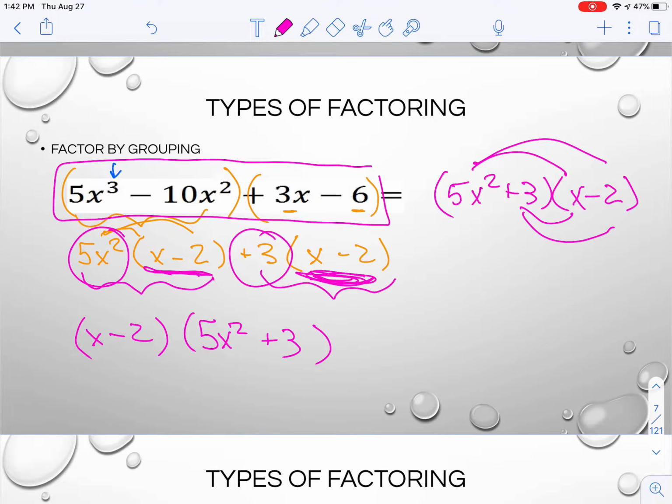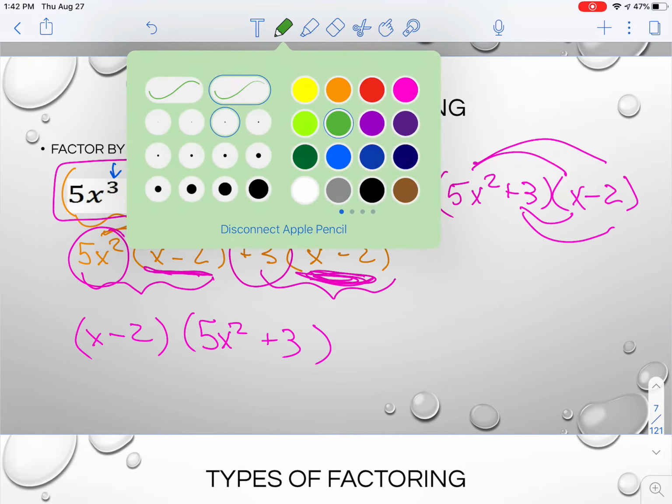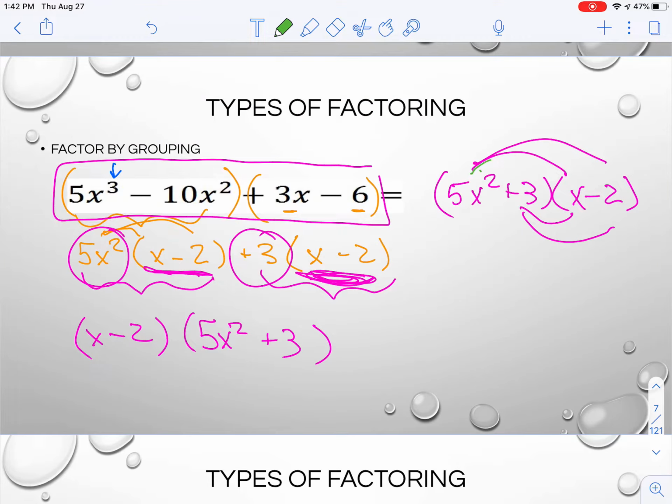You can check to make sure. We'll do a quick check here just for practice purposes. So 5x squared times x is 5x cubed. 5x squared times negative 2 is negative 10x squared. 3 times x is 3x. And then 3 times negative 2 is negative 6. So we can see that it matches exactly, so we know that this product here that we have is correct.